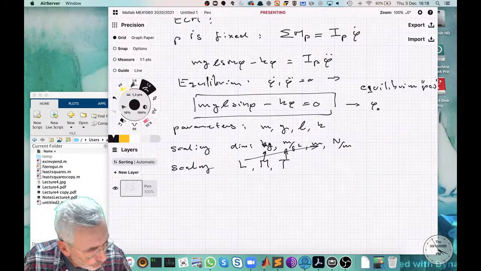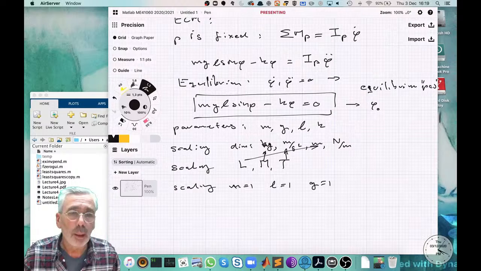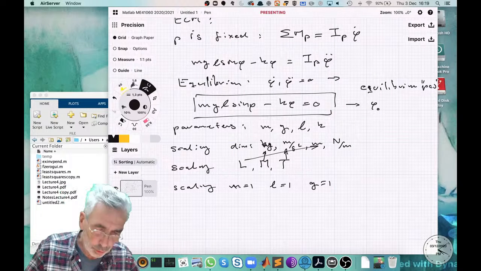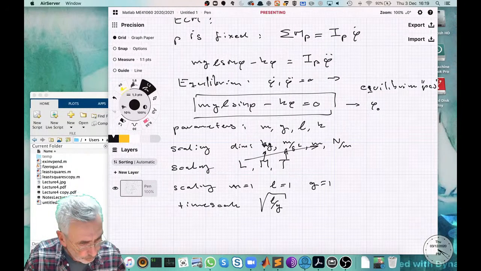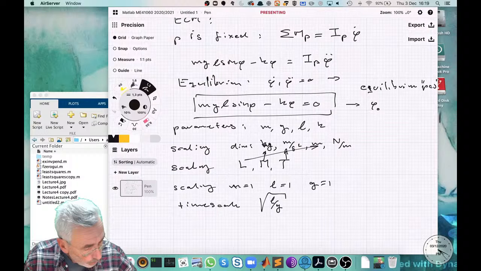So now my scaling, I do it a quick and dirty way. I take m equals 1, l equals 1, and g equals 1. And that means I'm able to scale all these 3 different physical quantities. By the way, your time scale then is something with square root L over G or something like that, right? With a real L and a real G. Anyway, if we do the scaling, then we can get rid of 3 of these variables, and we are stuck with sine phi minus k phi is 0.